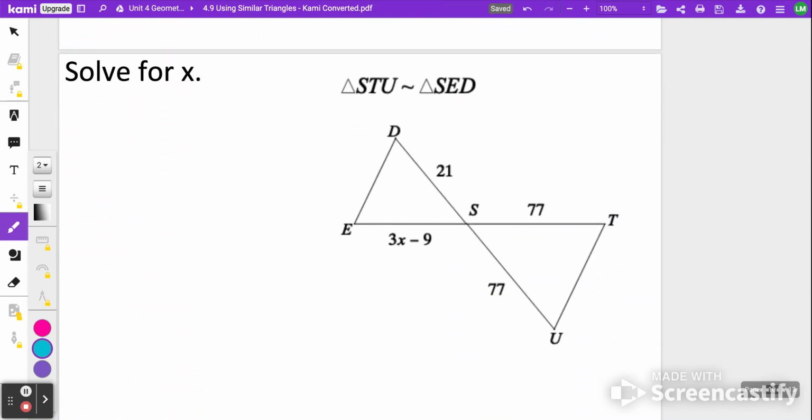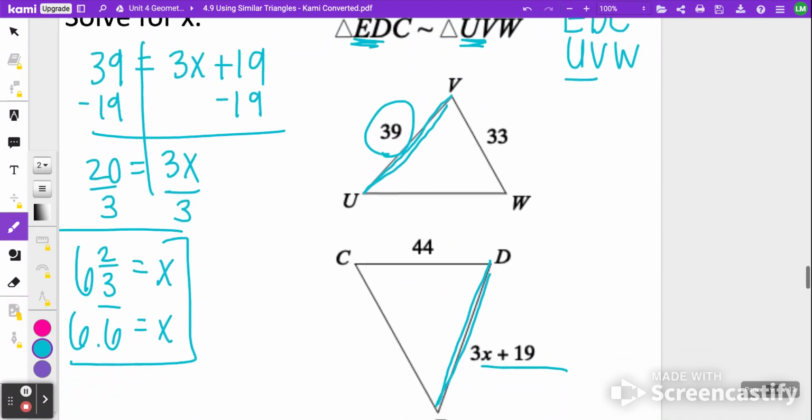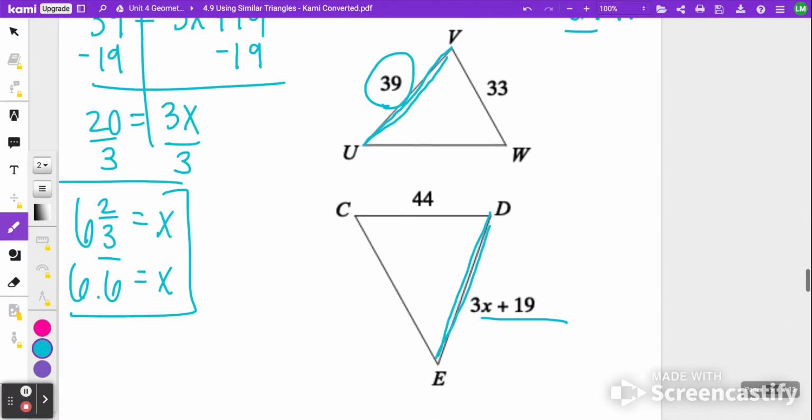Here's another one we can try. We have STU is similar to SED, and what I need to do now is look to see how my angles are changing.